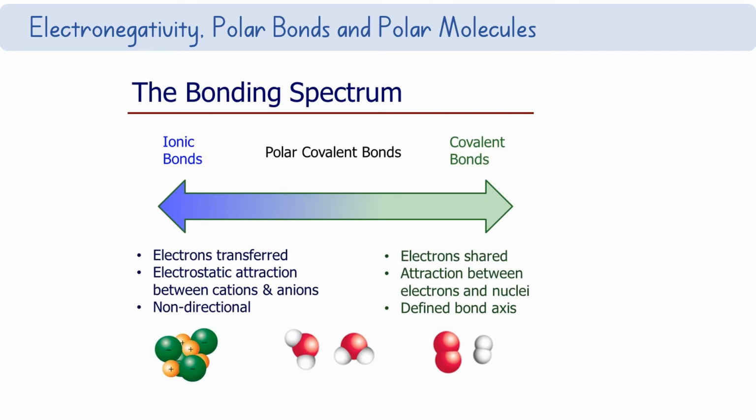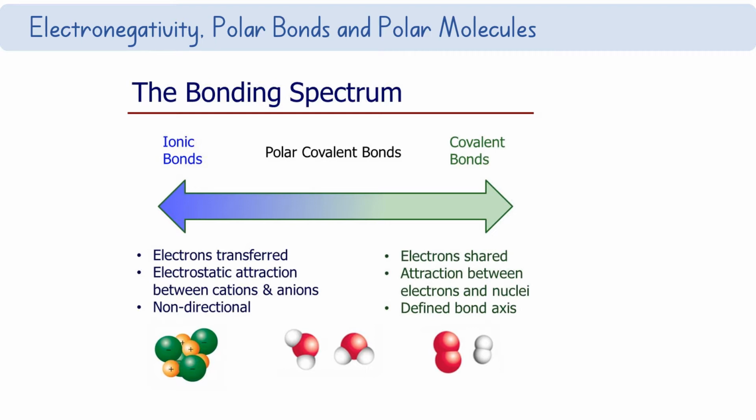In this video, we're going to look at electronegativity, polar bonds and polar molecules. To do this, we are going to focus on the bonding spectrum. On the left, ionic bonds, on the right, covalent bonds, and in the middle, polar covalent bonds.